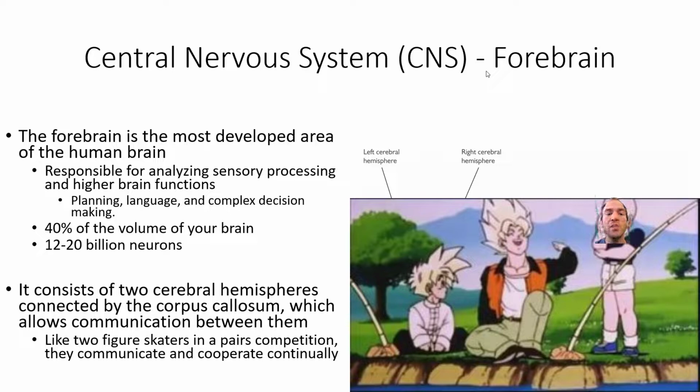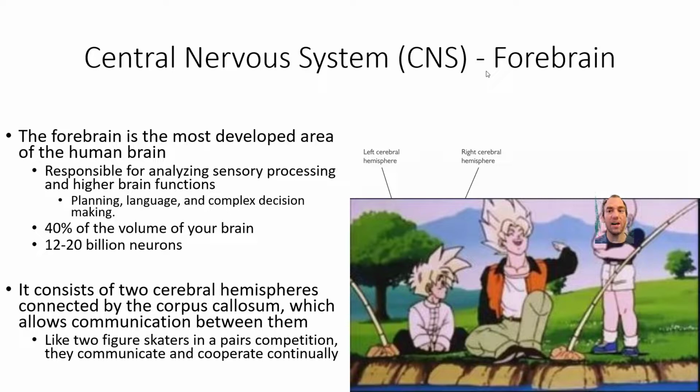The forebrain is the most developed area of the human brain. It's responsible for analyzing sensory processing and higher brain functions. It's involved with planning, language, and complex decision-making, things that you think of as making you human. It's 40% of the volume of your brain, which is a gigantic portion. It contains 12 to 20 billion neurons. So that's how complex and how critical this brain region is.